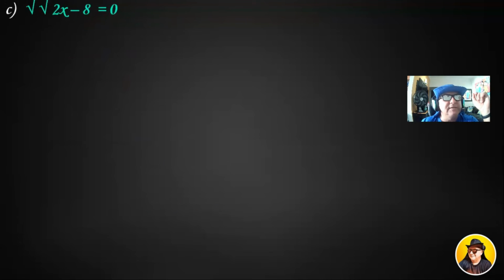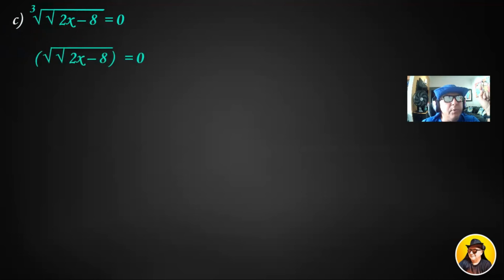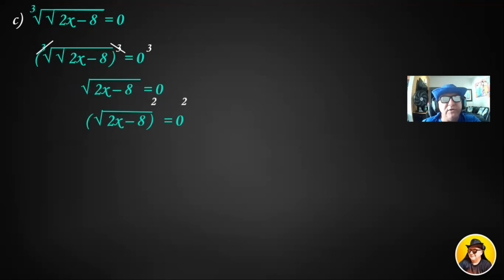Let's see question C. Now I have the cubic root of the square root of 2x minus 8 equals 0. Now the convenient exponent is the third power. So let's prepare everything. Let's cube both sides of the equation. You can see? Excellent. Now let's cancel out that cubic radical. Now what remains? The square root of 2x minus 8 equals 0. Now, what's the convenient exponent? Yes, second power. So let's square both sides of the equation. Now let's cancel out that radical here and here.